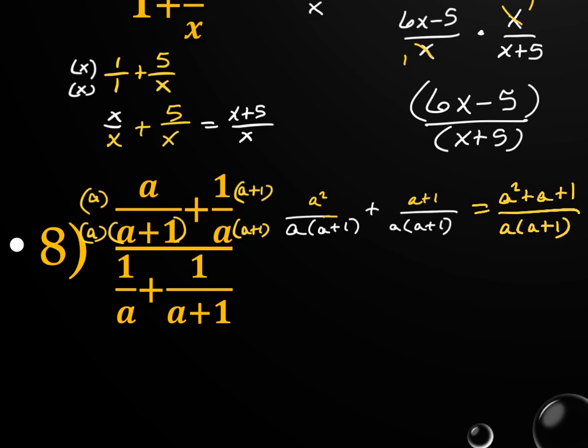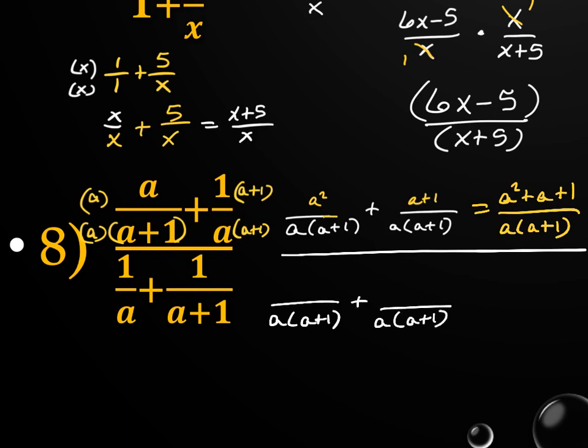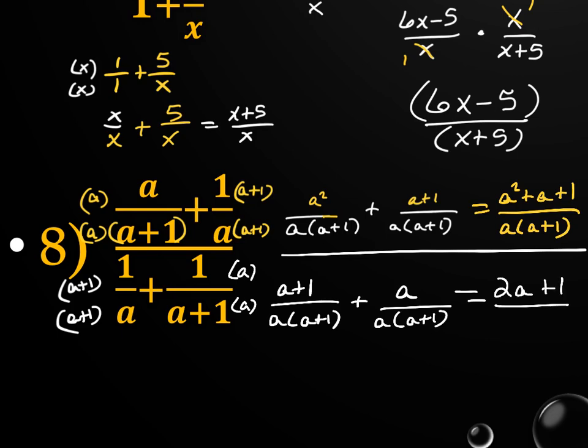Now I need to add the denominator. And again, we got the main fraction bar here still. So now my common denominator, same thing, is going to be the a times the a plus 1. My first fraction is missing the a plus 1. So 1 times a plus 1 is just a plus 1. My second fraction is missing the a. I add the numerators to get a plus 1 over a times a plus 1.